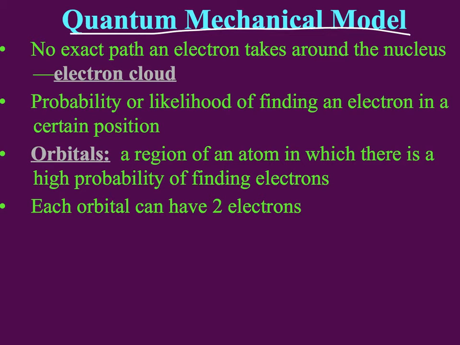Another concept that you need to know: these clouds have what are called orbitals. Orbitals are where we will most likely find the electron. And each orbital can have a maximum of 2 electrons, 2 electrons into each orbital.